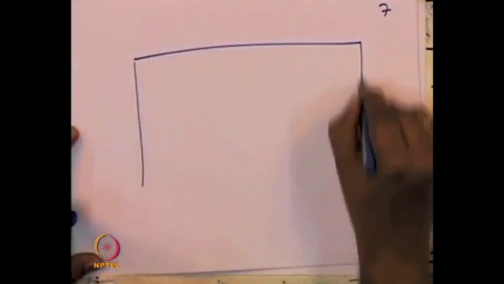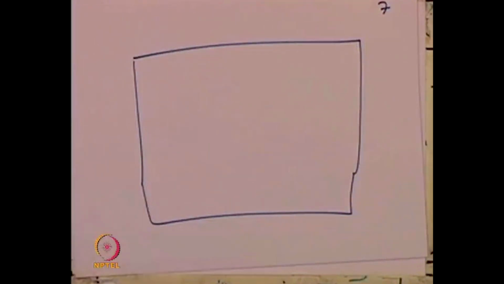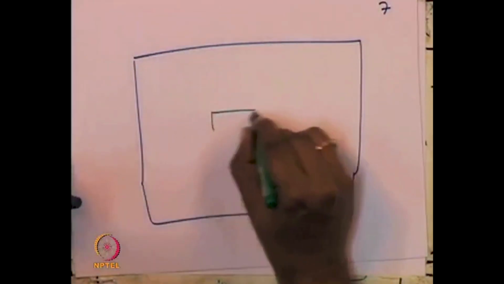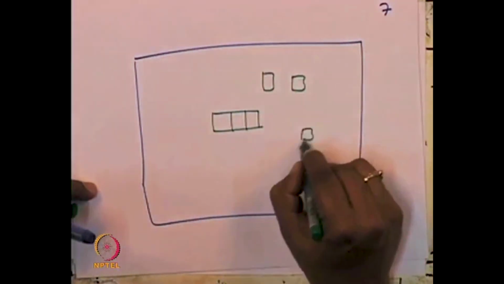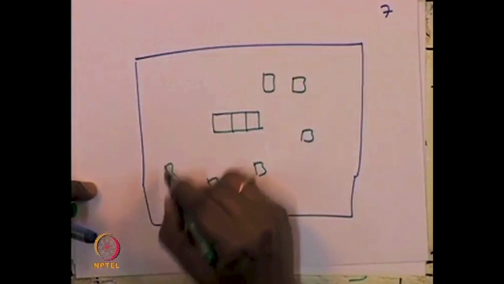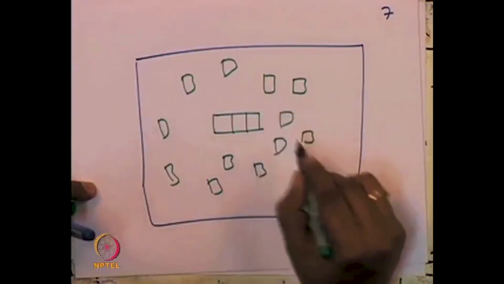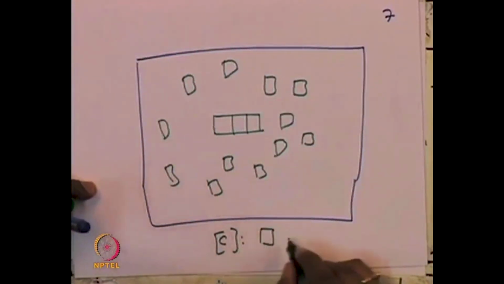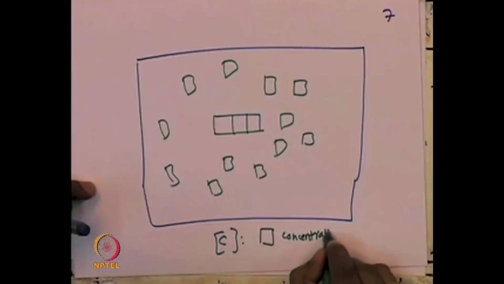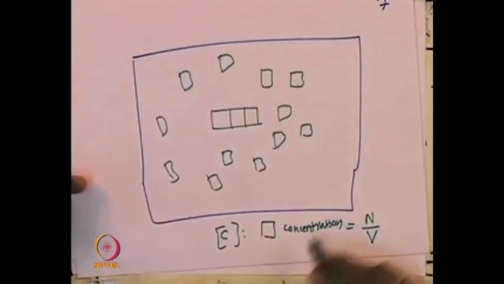If you think about an experimental setup, you have a container, let us say a cuvette. In this cuvette, you will have some small seed of polymer, and there will be many monomers floating all around. So, C is basically the concentration of these monomers. Concentration means number by volume. In this volume, how many monomers are there?